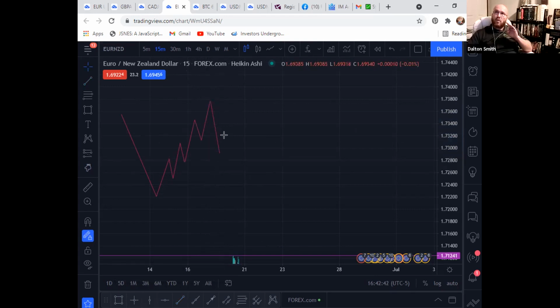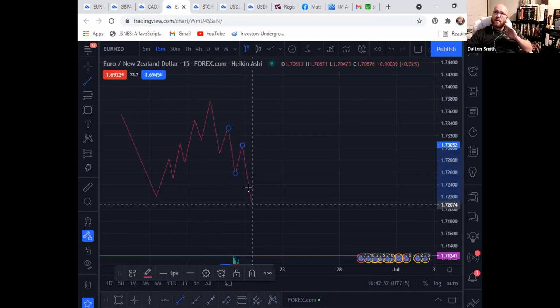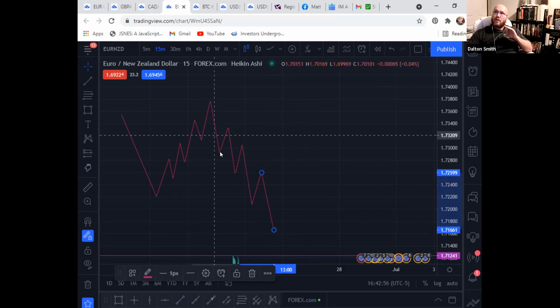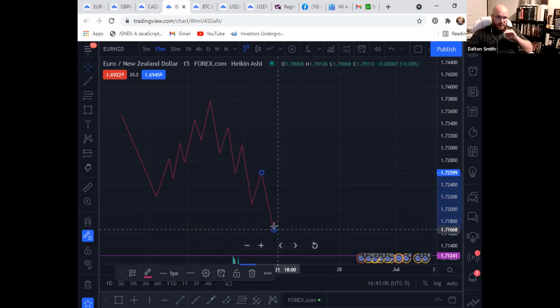Okay. So then we would watch here to see what it did. Either the market would go back up or it would make a lower high like this. Okay. And now we see a peak, then we see a lower high, a lower low, a lower high, lower low, lower high. And now we have a downtrend.